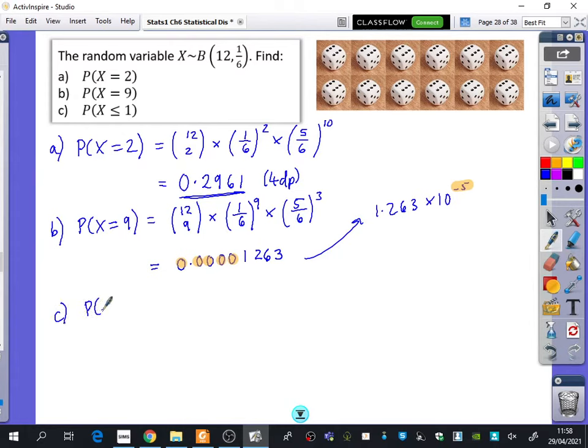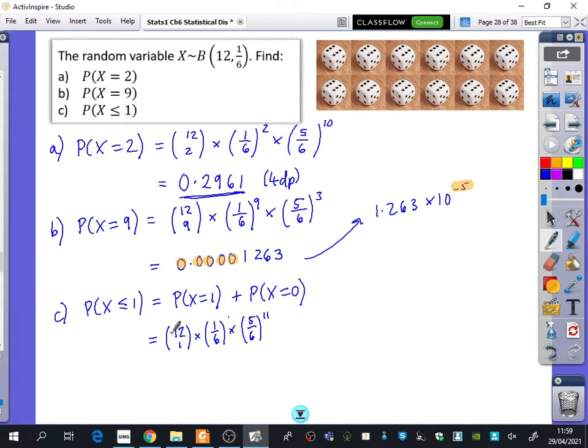Now, the last one we've got is the probability that x is less than or equal to 1. Less than or equal to 1 is going to be a 1 or a 0. So we're going to do a 1, and we're going to add to it a 0. So to get 1 six, what should the things that we're going to have written here be? 12 choose 1 times by a 6th to the power of 1 times by 5 sixths.